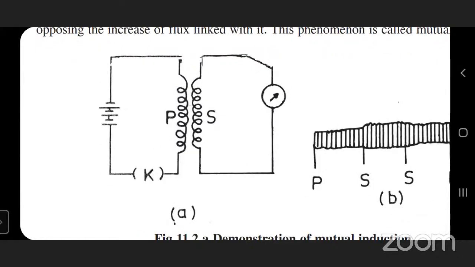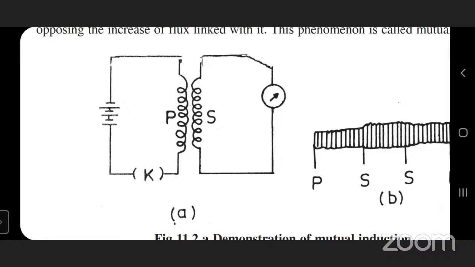There are batteries, a DC supply, and there is a key, and in series a coil is connected. That means this is the primary coil. Beside the primary coil, the secondary coil is there. In this secondary coil, in series, the galvanometer is connected. So what happens here?